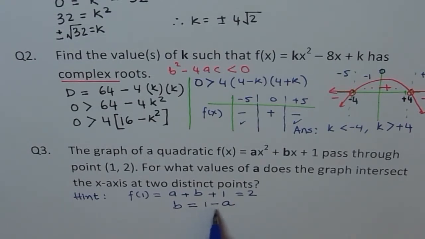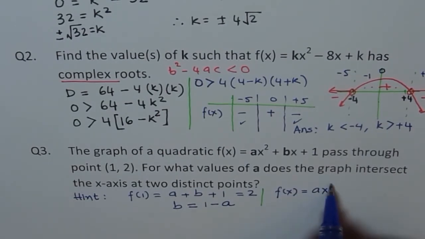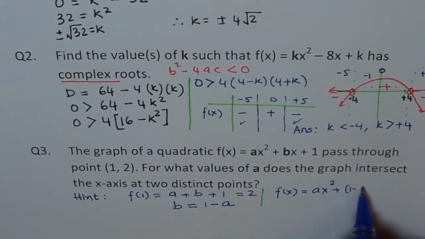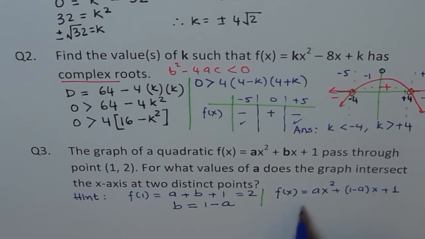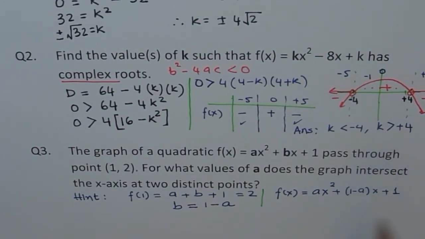Now we got a b value here. We'll change the equation and write in terms of just one variable, and that variable will be a. Okay? So we'll write again now f of x equals ax squared plus, instead of b, I'm writing 1 minus a, x plus 1. Now that is a familiar equation, right? Like we were doing with k, correct? Now we have only one variable, and now read the question.